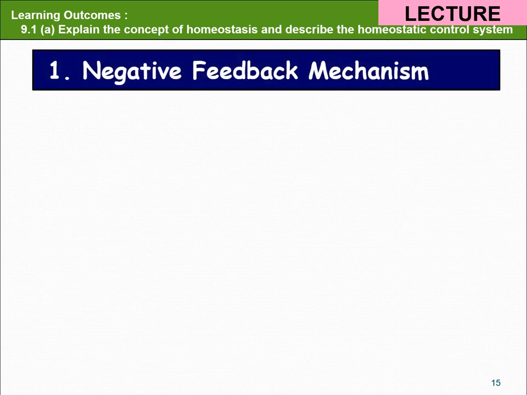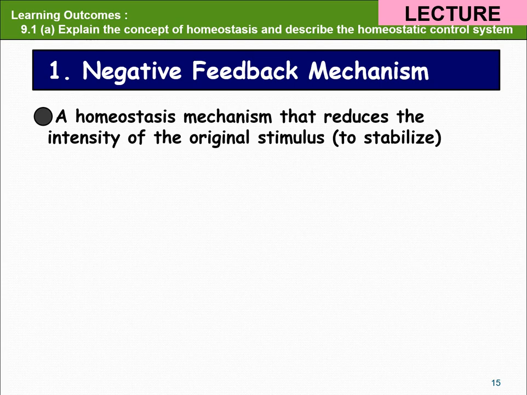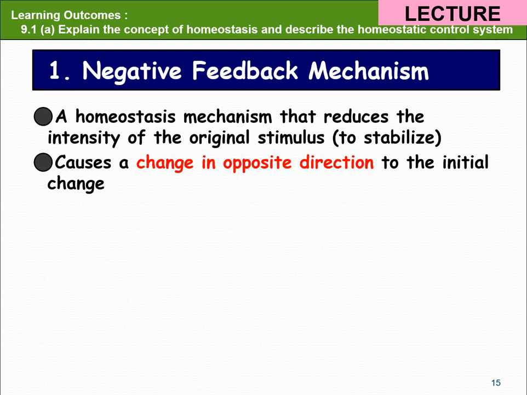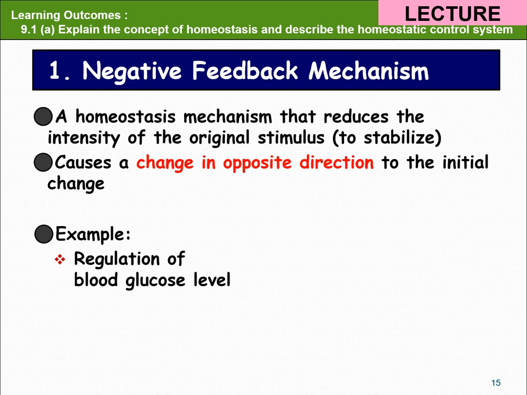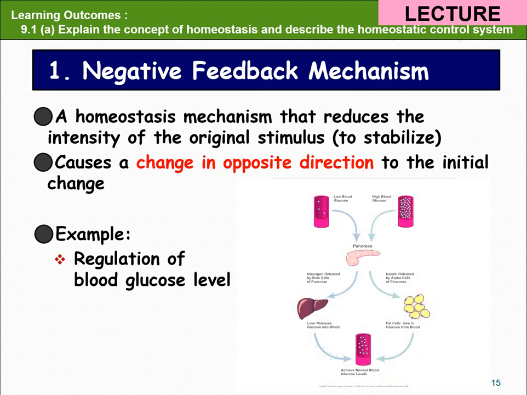First, the negative feedback mechanism, which is the mechanism that reduces the intensity of the original stimulus. Remember the previous diagram? It will cause a change in the opposite direction to the initial change, for example, regulation of blood glucose level. If we take sugary food, the blood glucose level will increase from the normal value, and the negative feedback will cause the blood glucose level to decrease back to normal.